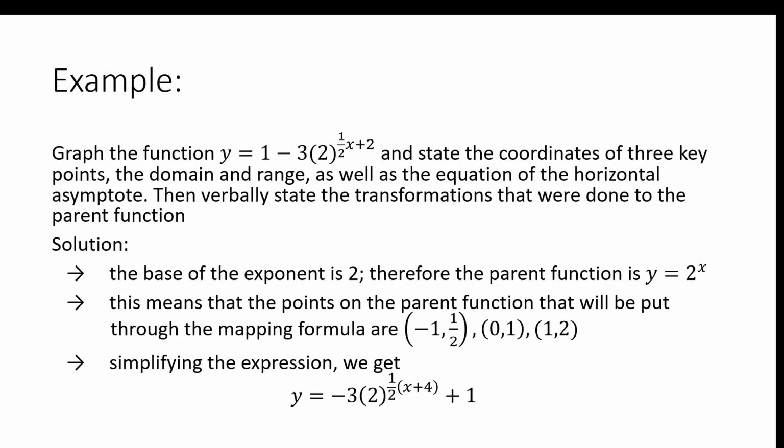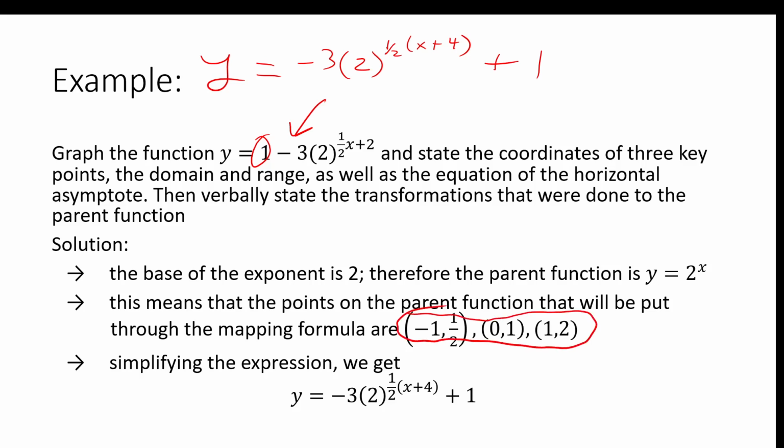So what if we wanted to graph the function y equals 1 minus 3 times 2 to the exponent 1/2 x plus 2? Okay, well, what we could do right away is say the base of my exponent is 2. The exponent is 1/2 x plus 2, but I'll call it x plus 4. I'm multiplying that by -3, and then this 1 is simply something I'm adding on the end. So this is really what y equals. Okay, so points on that parent function y equals 2 to the x will be the points shown that I've just circled. And after doing a little rearranging, we'll get this expression right here.